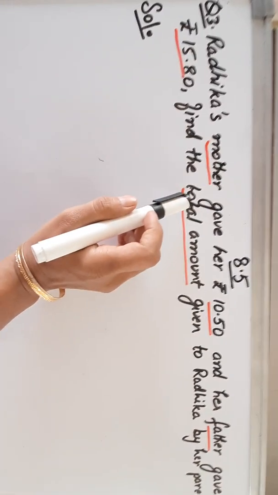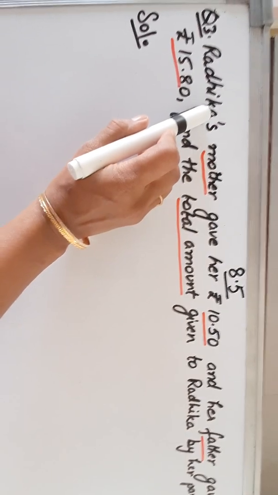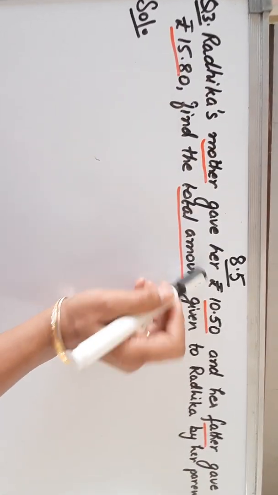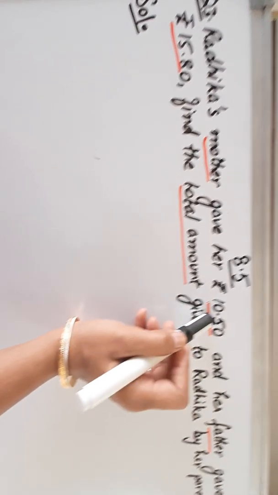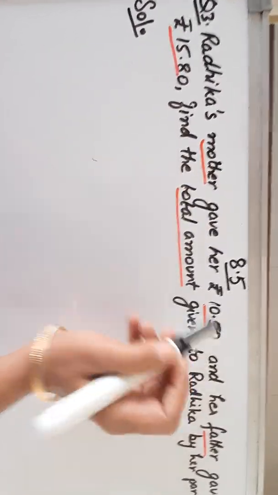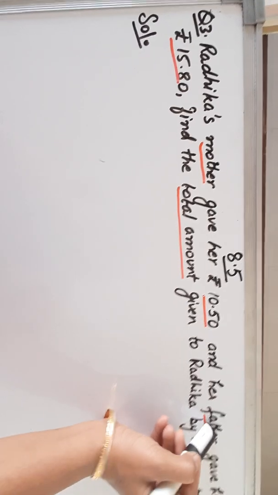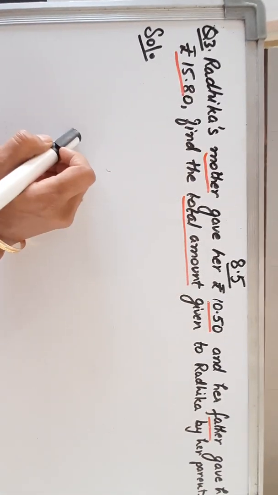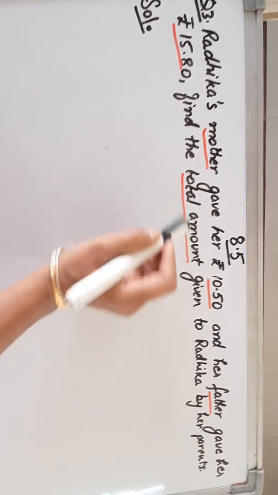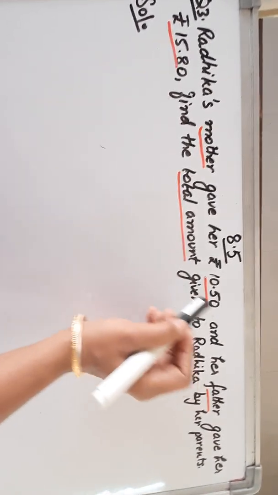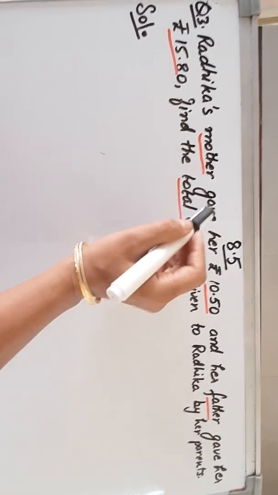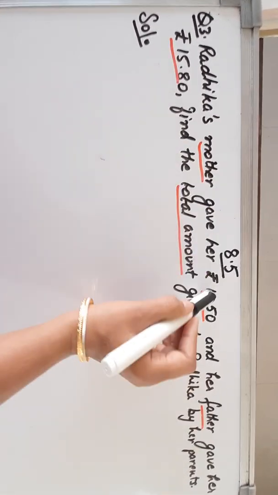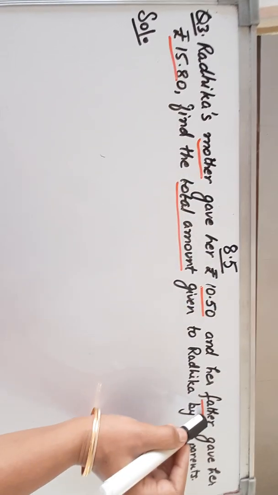For example, in place of Radhika, consider yourself. Your mother gives you pocket money 10 rupees 50 paisa. आपकी मदर ने आपको इतने पैसे दिए. And your father gave you 15 rupees 80 paisa as the pocket money. तो आपको टोटल करना है कि टोटल अमाउंट कितना आपको मिला पेरेंट्स से. So for total what do? We have to add the amount given by mother as well as by father.